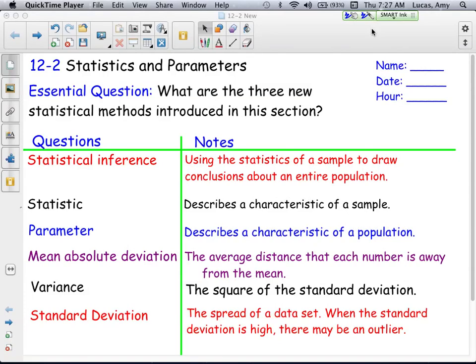Lesson 12.2, Statistics and Parameters. Our essential question is, what are the 3 new statistical methods introduced in this section?